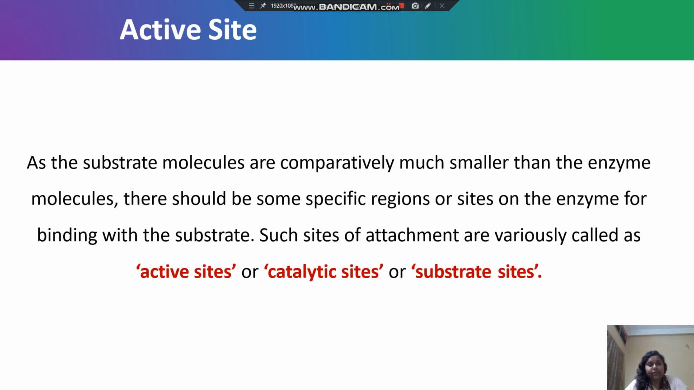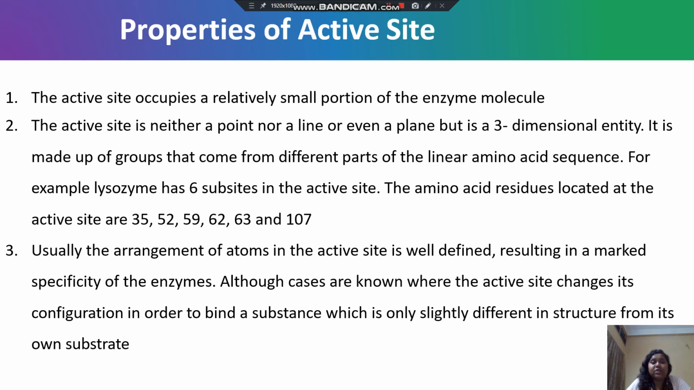Now comes the active site. As the substrate molecules are comparatively much smaller than the enzyme molecules, there should be some specific regions or sites on the enzyme for binding with the substrate. Such sites of attachment are variously called active sites or catalytic sites or substrate sites. So, properties of the active site.